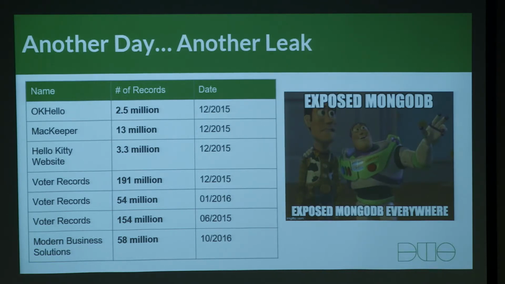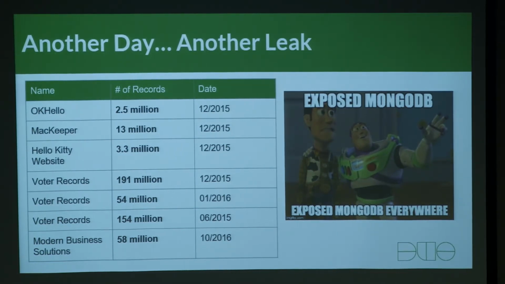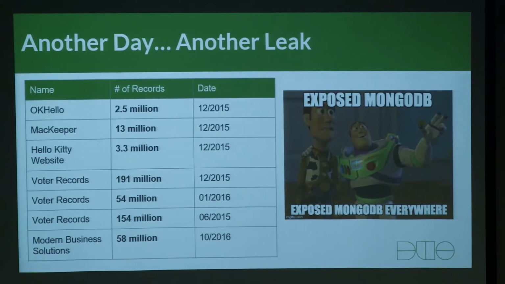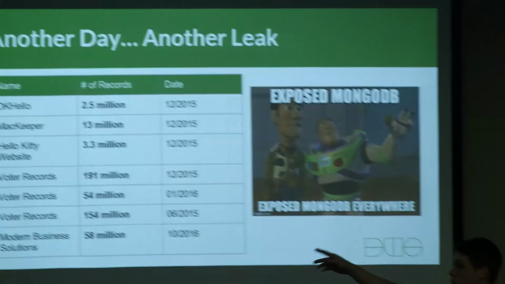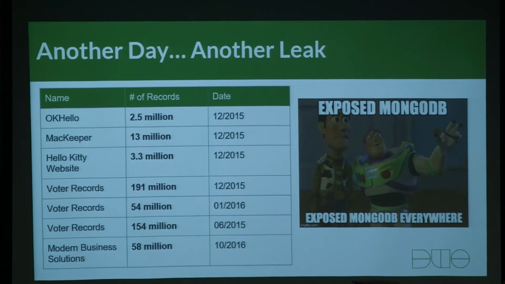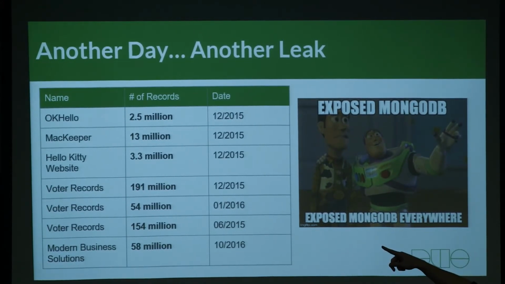These are some of the bigger ones that we saw in 2015, and there was a single guy named Chris Vickery who did a lot of really good research in terms of looking for exposed Mongo databases and similar exposed services, similar to what we're talking about today. And what he found were these exposed information. So you have things like the voter records we talked about, the Modern Business Solutions, which is their entire clientele. You have the MacKeeper, which is a lot of their user information. So a lot of sensitive exposed databases, and it just seemed like it was MongoDB all over the place. You just couldn't get away from it, right? It was a payday anytime you wanted to look for it.